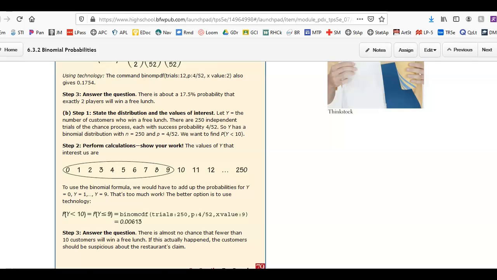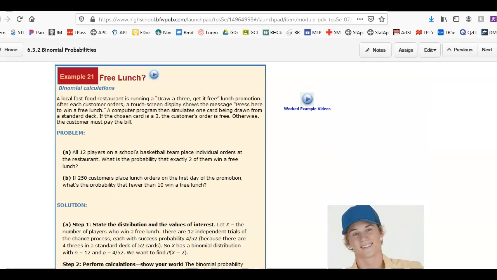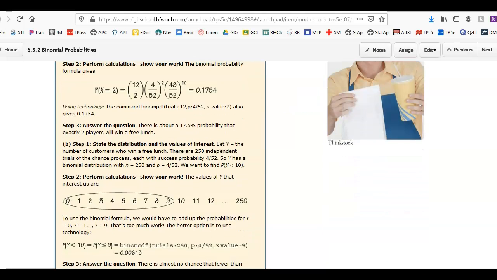And then for the second part, they want to know that fewer than 10 win. Fewer than 10 would be 0 through 9. Because I'm starting at 0, I don't need to do 1 minus. I'm just going to use binomial CDF going up to 9. That's going to sum up everything from 0 to 9.